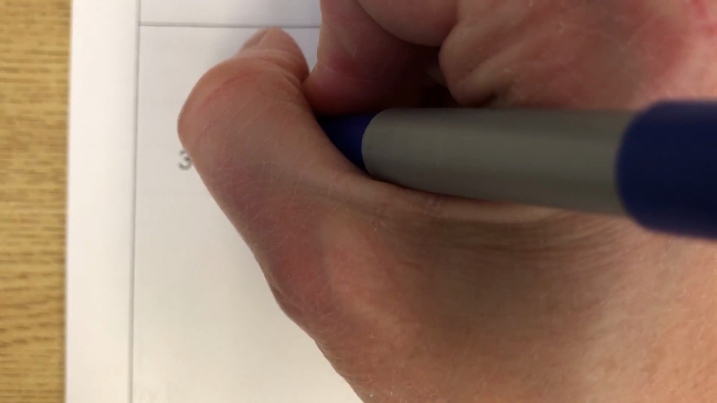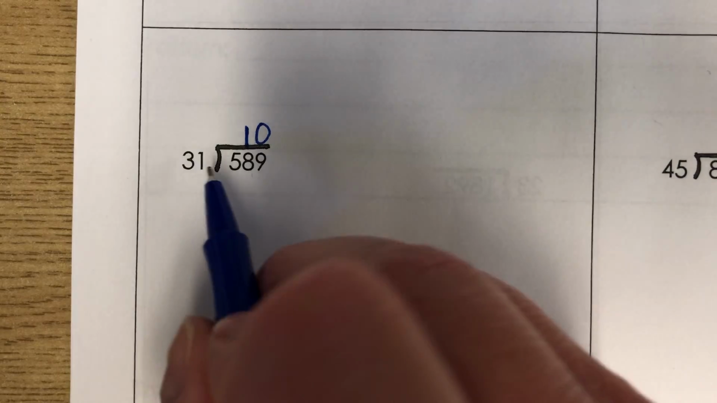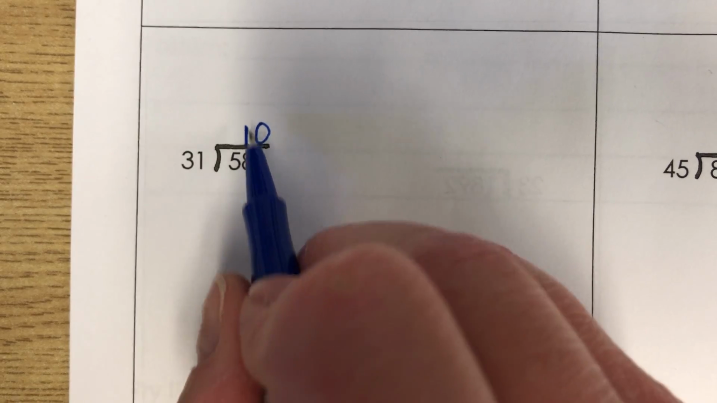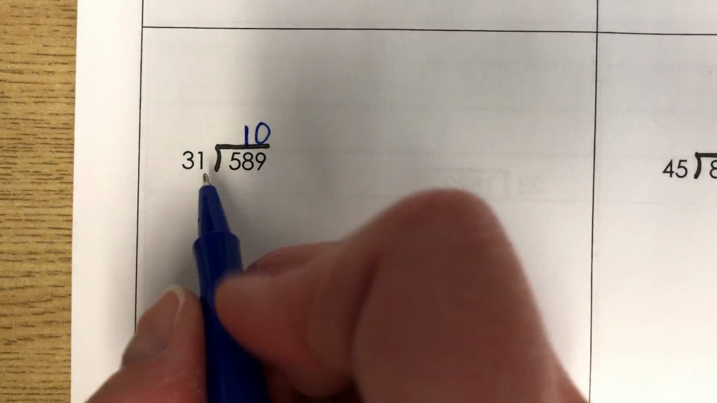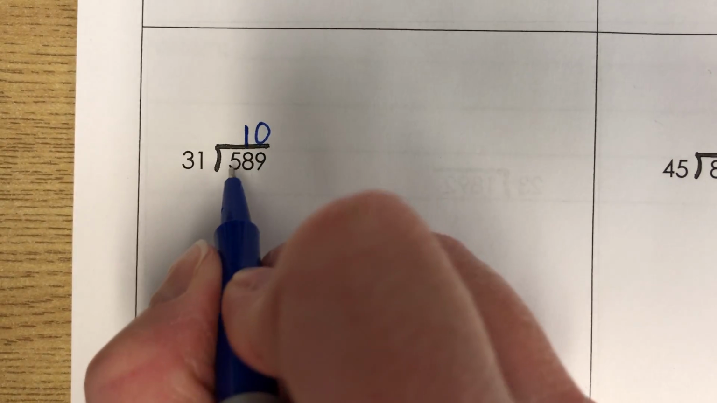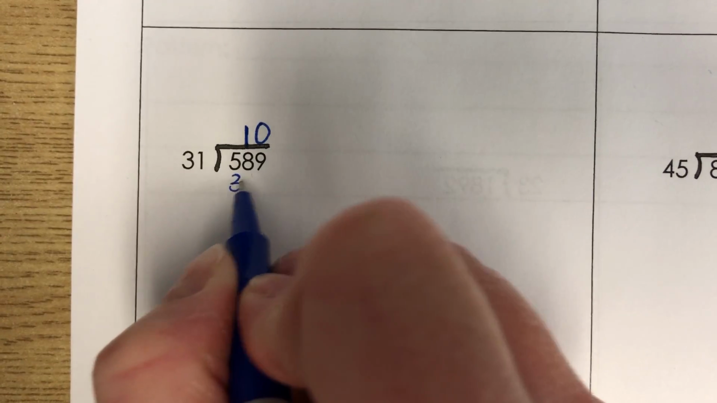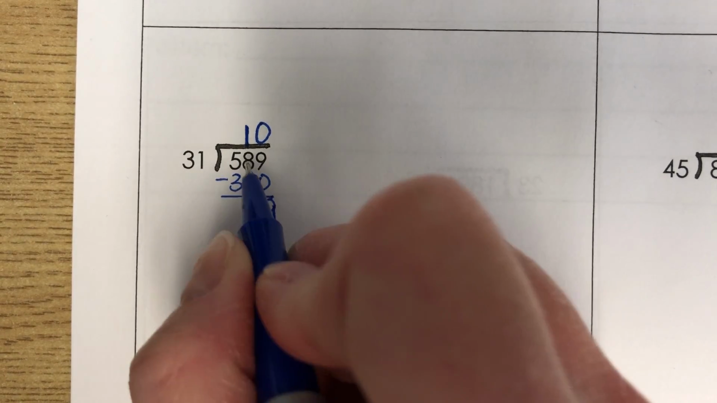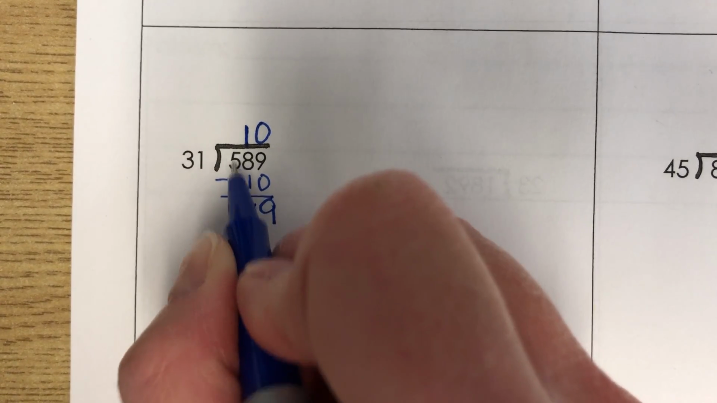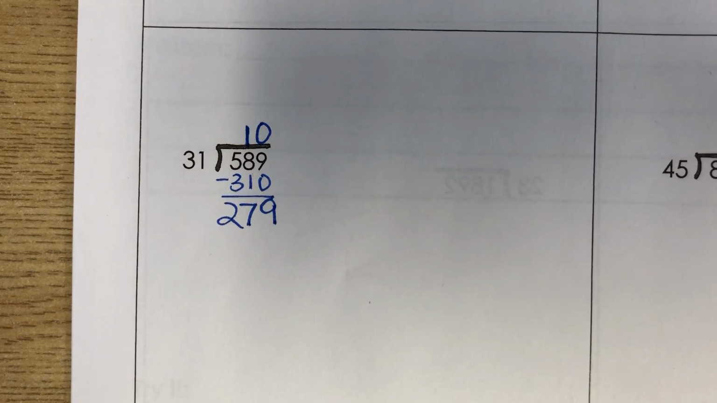So 31 will go into 58 one time, but then there's this other digit here, right? So I'm going to use 10. So 31 will go into 589 at least 10 times, and 31 times 10, we don't have to write this one off to the side. I know that 31 times 1 is 31, and then I put my 0. So 310. And now we subtract. 9 minus 0 is 9, 8 minus 1 is 7, and 5 minus 3 is 2. So now we're at 279.